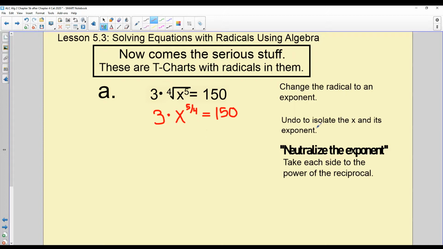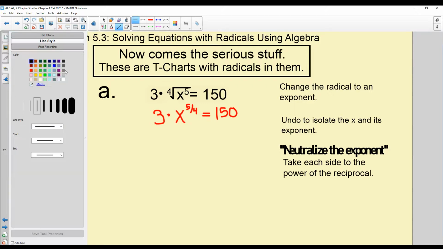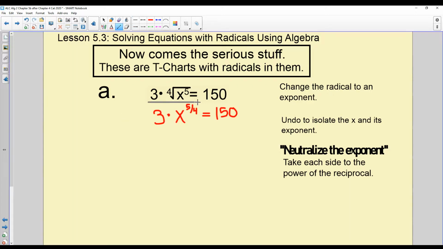Second, it says undo to isolate the x and its exponent. So we can't get to this exponent and figure it out until we get that times 3 out of there. So how do you undo a times 3? Hopefully you said divided by 3. So I'm going to bring in my t-chart, and I'm going to divide both sides by 3.